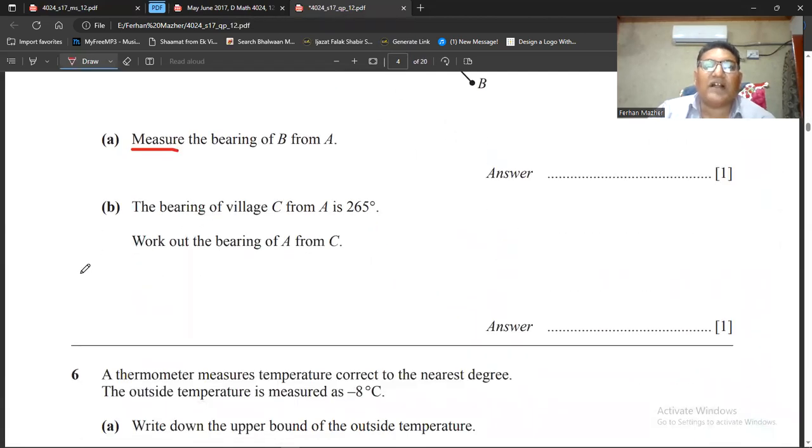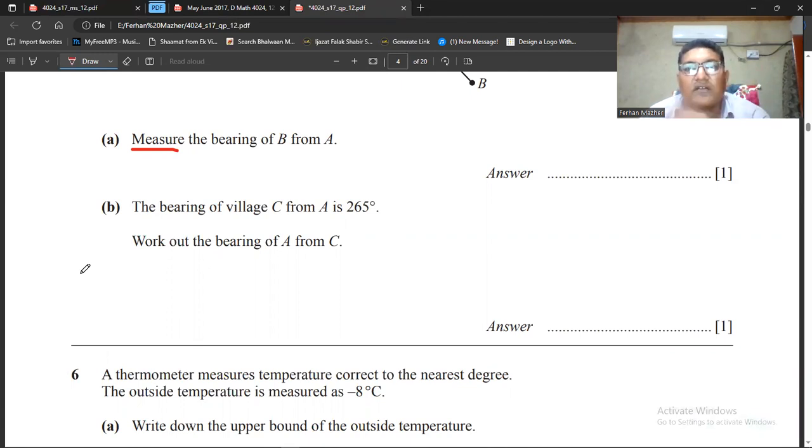Okay, then the B part. It says the bearing of the village C from A is 265. Work out the bearing of A from C. There are two methods. In one method, we can do it arithmetically. If I know the forward bearing, and here I know the bearing of C from A, that is 265 degrees.